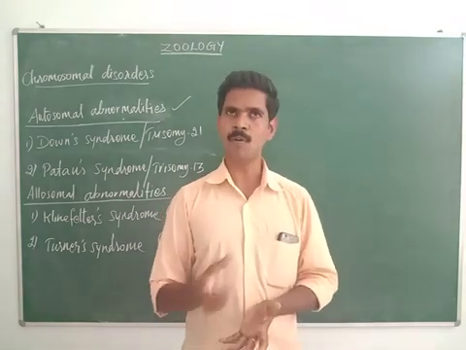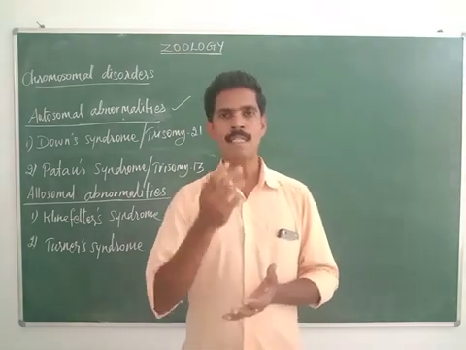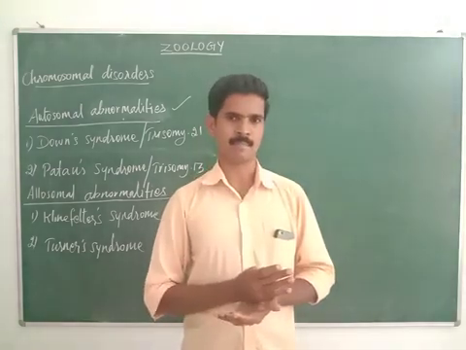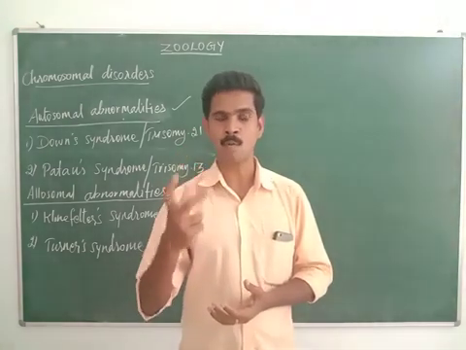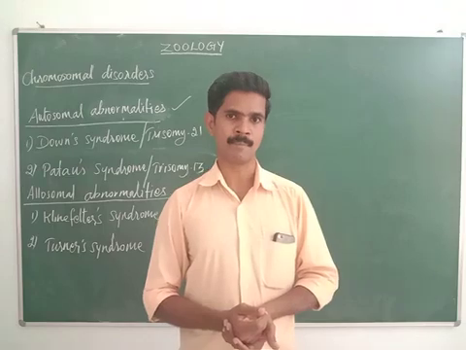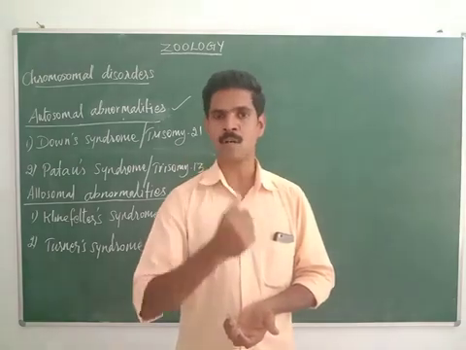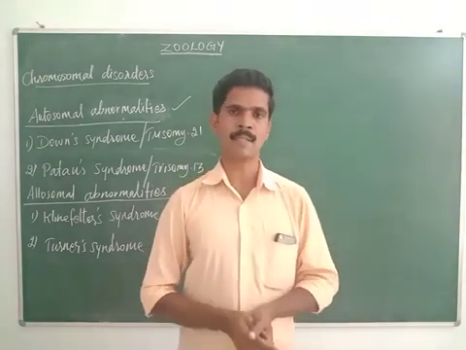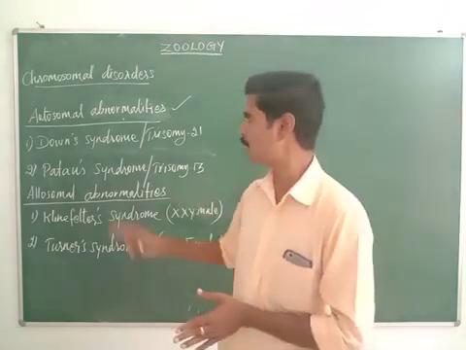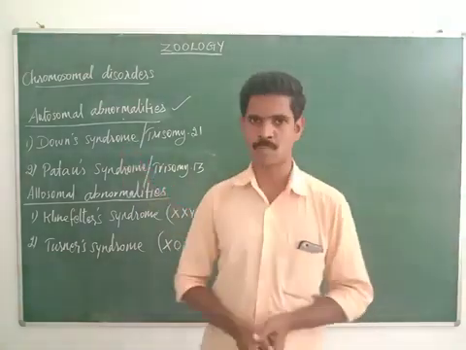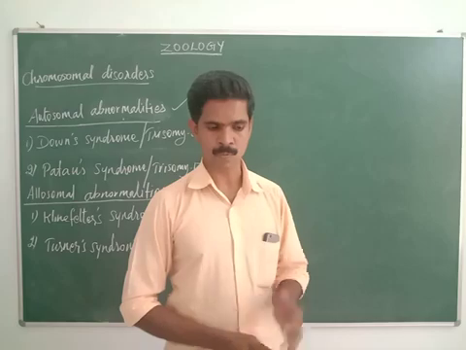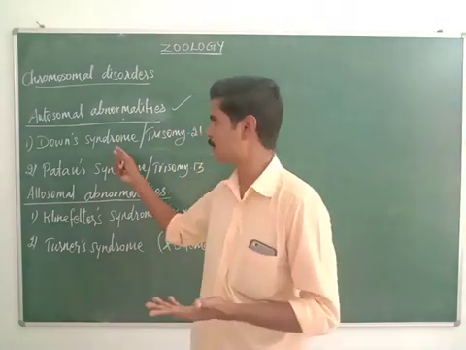Then the fourth one is their nose is very flat and the mouth is always opening, constantly opening, and the tongue is protruding outside. So these are some of the characters of the people who are affected with Down syndrome.